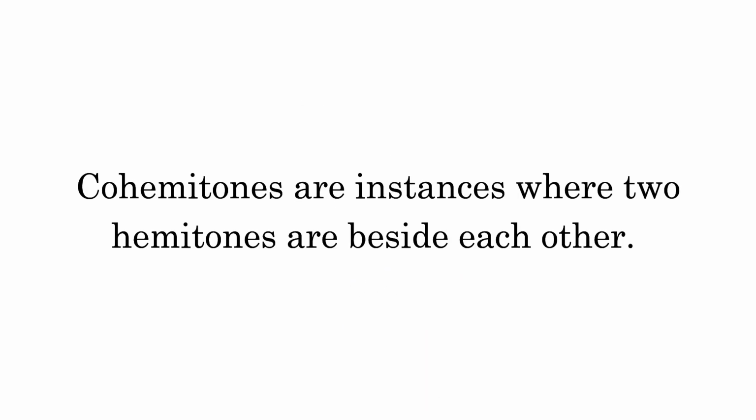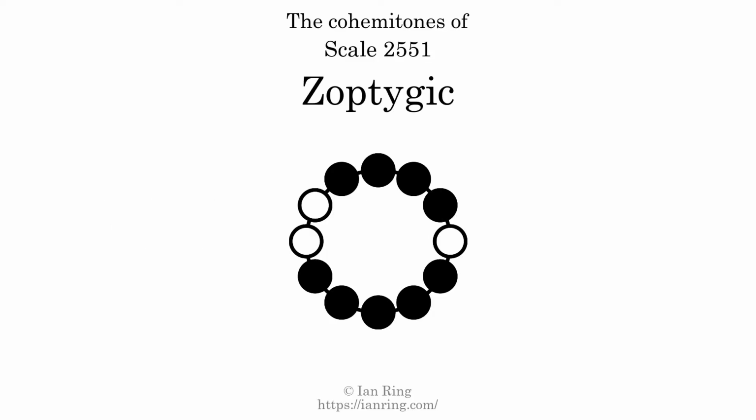Cohemitones are instances where two hemitones are beside each other. This scale has 5 cohemitones. They are at positions here, here, here, here, and here.